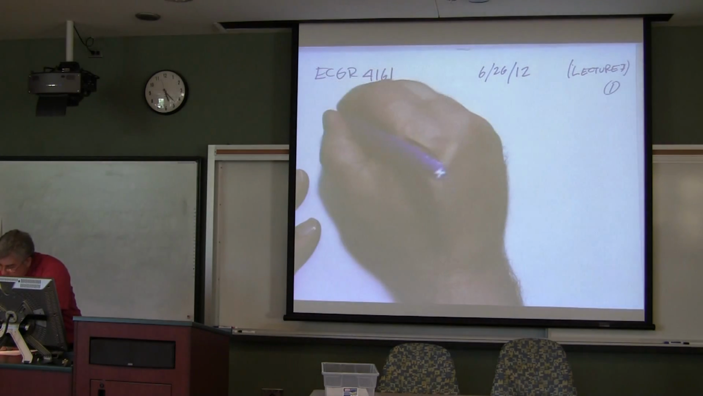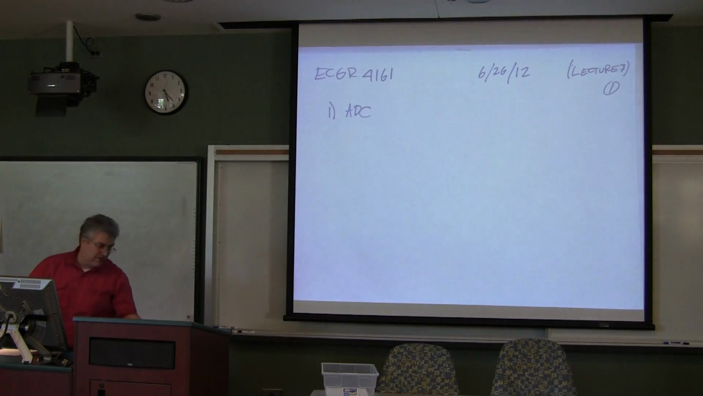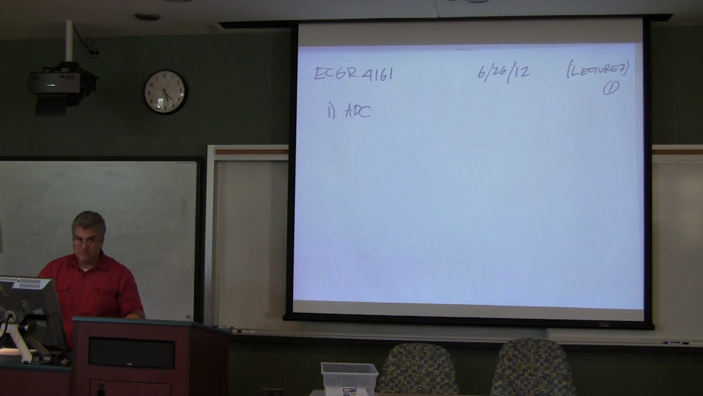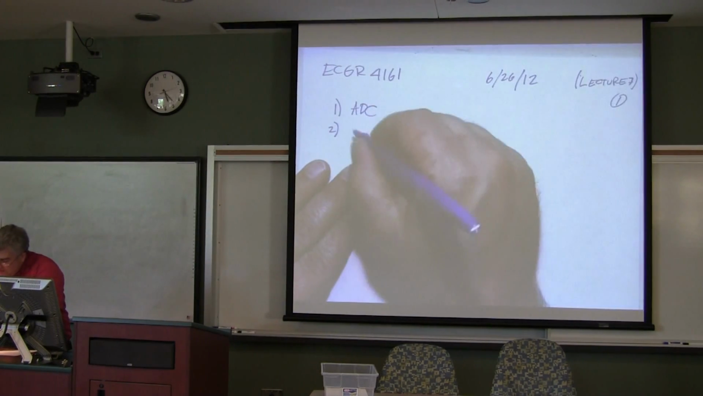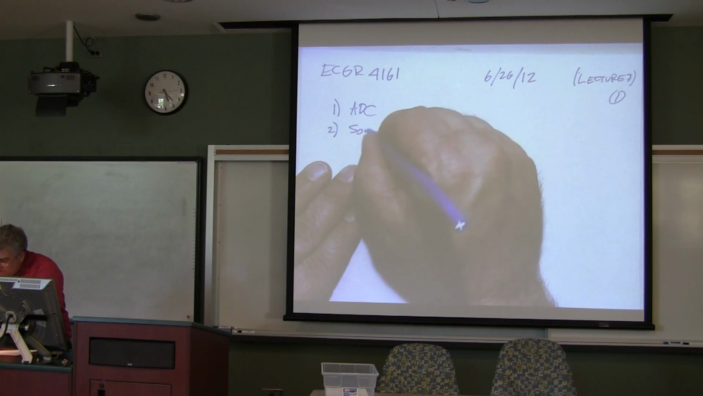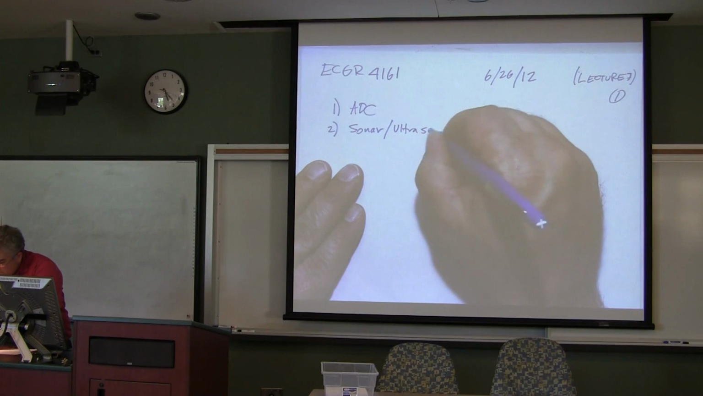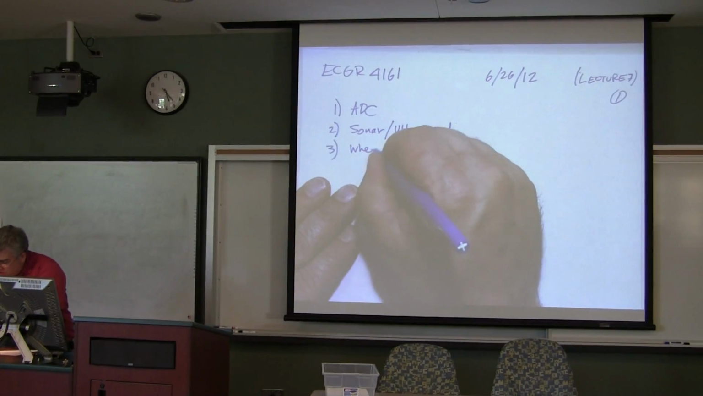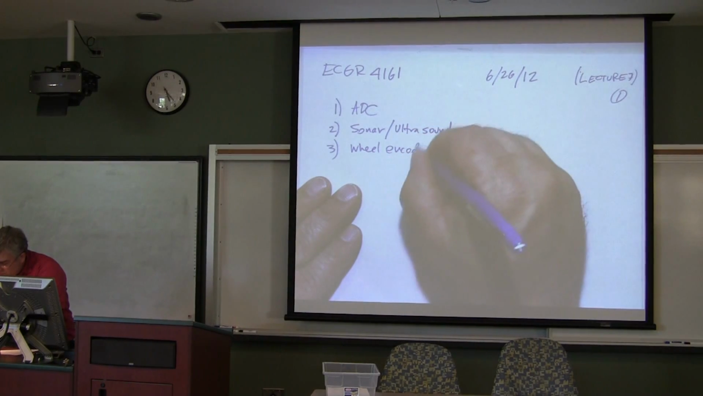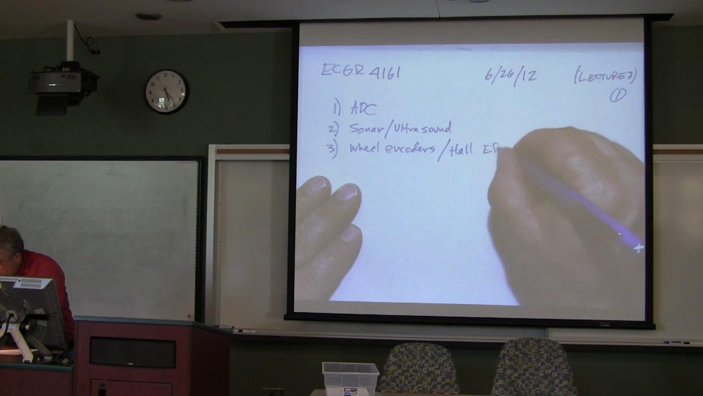All right, there are 3 major topics today. One is A to D converters. How many of you have actually covered A to D converters already? All right, half of you. Number 2 is going to be the concept of sonar, ultrasound. And number 3 is going to be the concept of wheel encoders, and for that matter, Hall effect sensors.